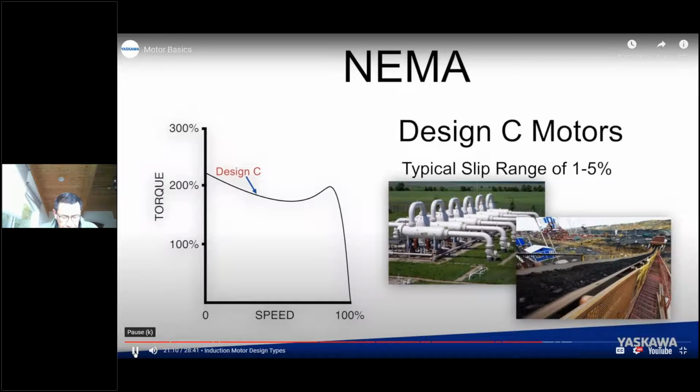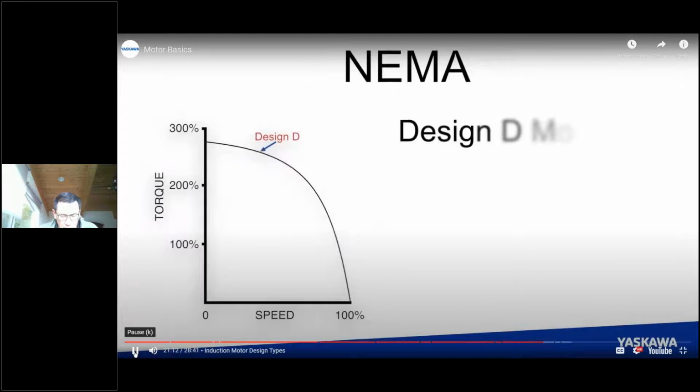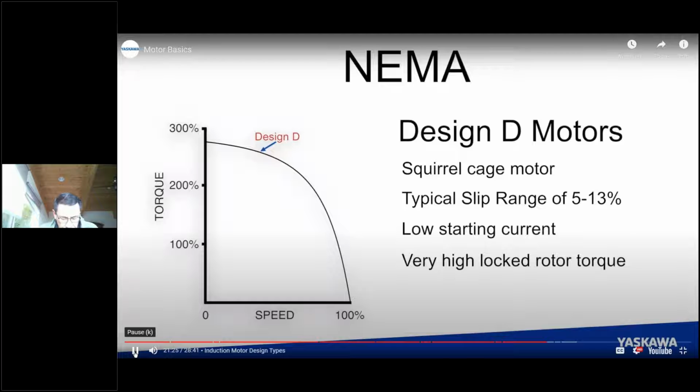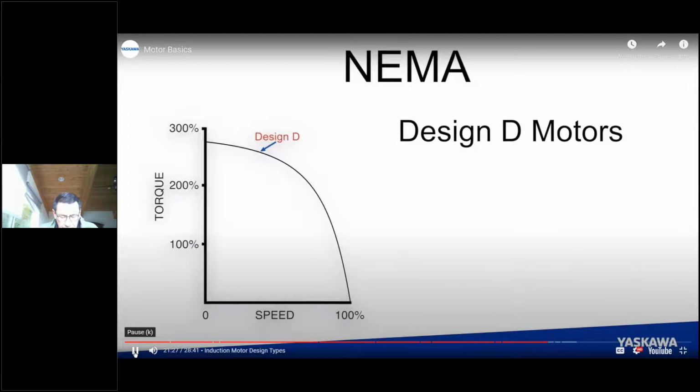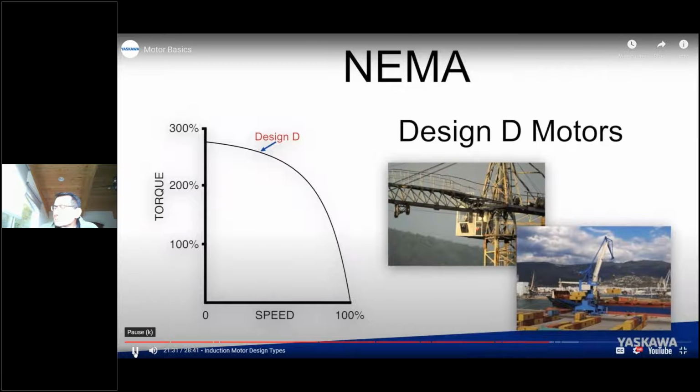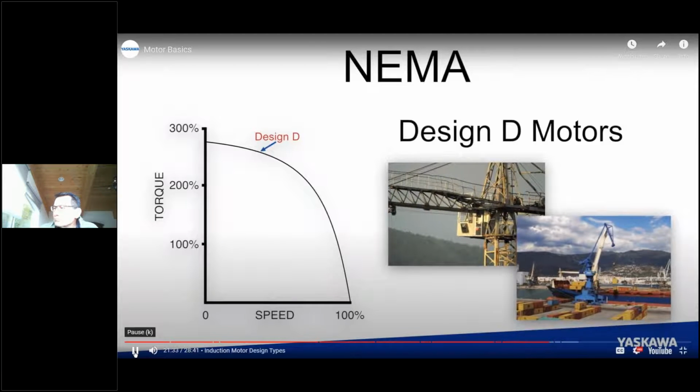Similar to Design C motors, a NEMA Design D motor is a squirrel cage motor designed with a maximum slip of 5 to 13%. Low starting current to withstand full voltage starting and very high locked rotor torque. Like Design C motors, you'll find Design D motors powering equipment with high starting torque requirements like cranes or hoists. Design D motors are also well suited to high impact load applications like stamping presses.